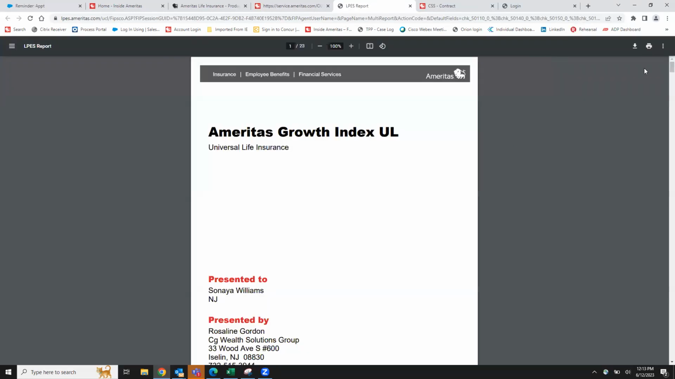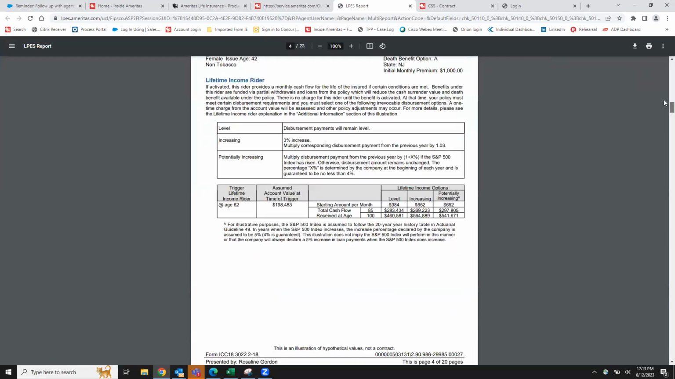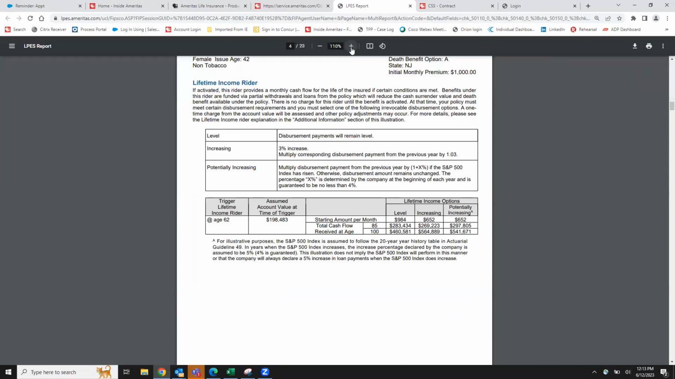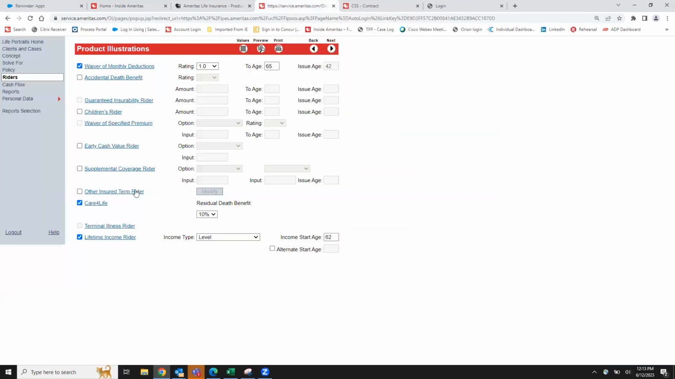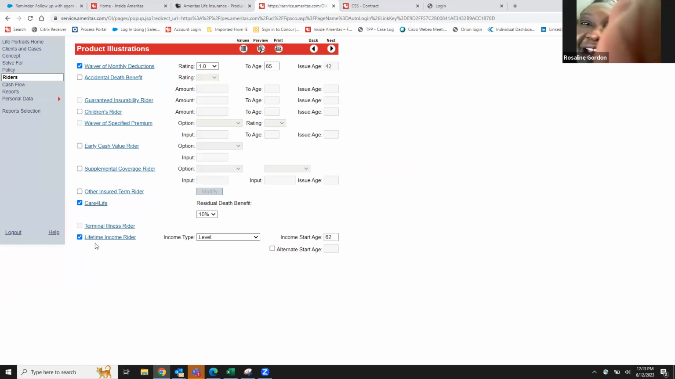So what Charles just mentioned is our lifetime income rider, which takes your cash value and turns it into level income. So at 62, she's got almost 200,000 in account value. If she turned the lifetime income on, it'd be $984 a month back to her for the rest of her life, based on these numbers. That's the IUL too. It is. How did you turn that on? I just picked the rider. Yeah, it's a free rider. You just go into riders and you go ahead. I see it now. Yes.